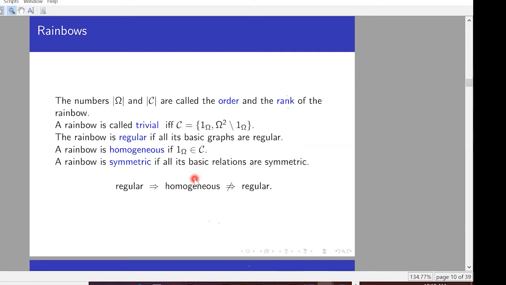Now, regularity implies homogeneity because if you take a reflexive regular relation, it should be the full diagonal, right? But of course, homogeneity does not imply being regular. You can easily find an example of a homogeneous rainbow which is not regular. Now, let us look at what happens if I apply the notion of rainbow to coherent algebras and coherent Jordan algebras.